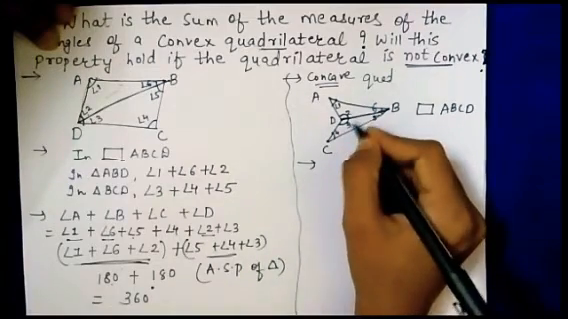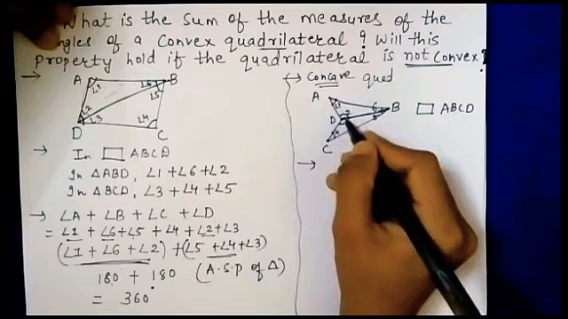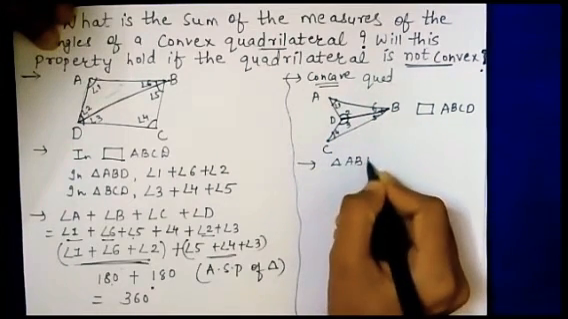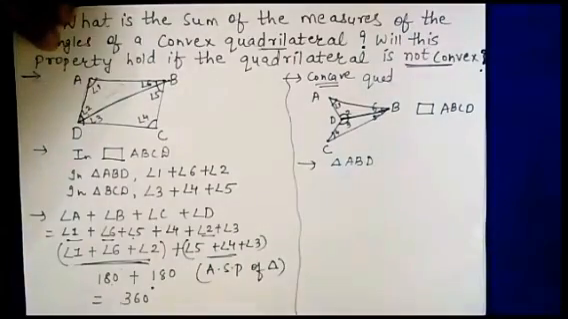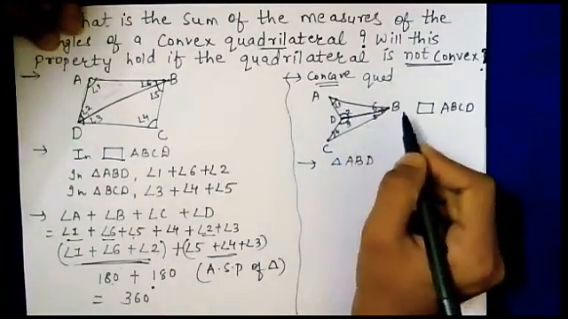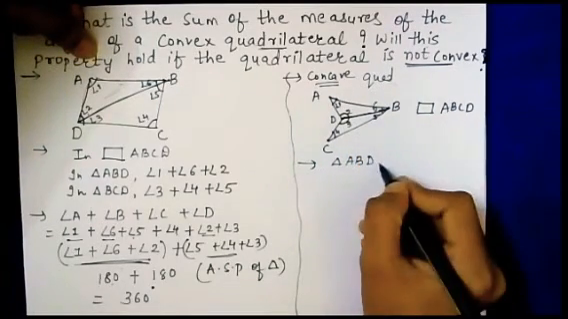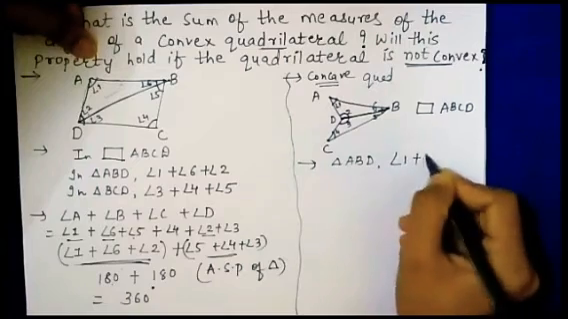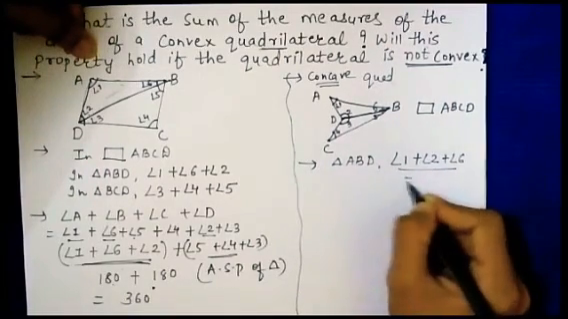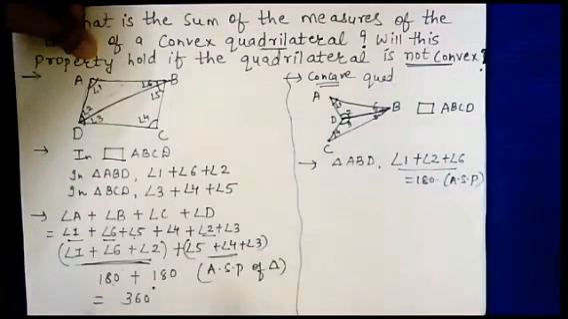Now we have got two parts. The first part is triangle ABD. Now in triangle ABD, again we know that the angle sum property of a triangle is 180 degrees. So the total of angle 1 plus angle 2 plus angle 6, the total of these three will be 180 degrees by the angle sum property of a triangle.